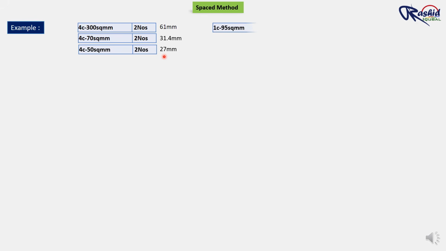Now we have 2 numbers of single core earthing cable, that is 95 square mm, and its outer diameter is 15.7 mm. I took it from the catalog. We have single core earthing cable, that is 35 square mm, 2 numbers, its outer diameter is 9.9 mm, and single core 25 square mm cable, we have 2 numbers, and its outer diameter is 8.8 mm. So these are all the cables we have to install on the cable tray.